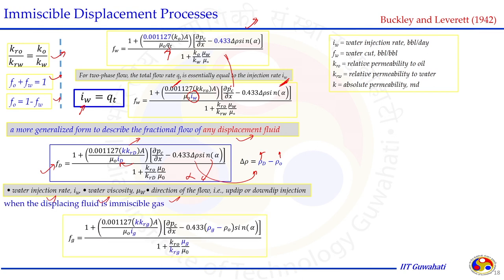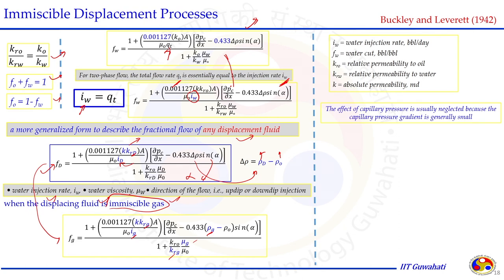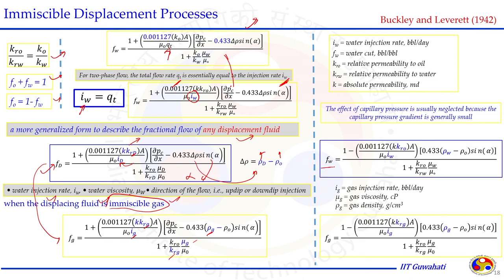When the displacing fluid is the immiscible gas, remember the gas is below the minimum miscibility pressure, it is in the immiscible condition only for the secondary recovery process. The same equation can be converted: instead of D, we write G wherever the subscript appears. So this is the way we can write the expression for FG. The effect of capillary is usually neglected because the capillary pressure gradient is generally very small. The equation for FW, by ignoring the gravity term and the capillary term, will be simplified to this. Similarly for the gas, we ignore the capillary pressure, and the sign of this term changes, because this was negative here. So when it is taken out, this will become negative.